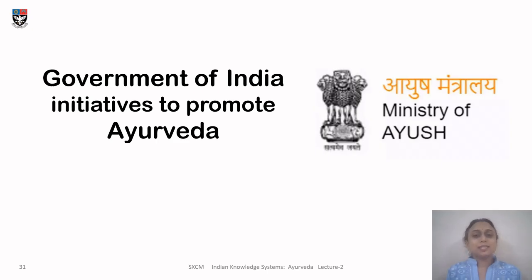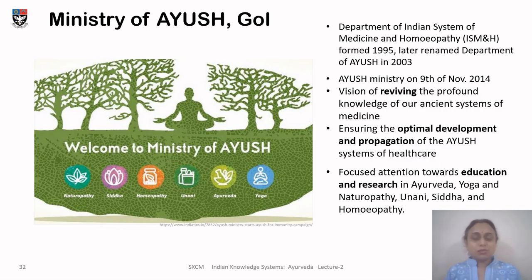Let us now look at some of the schemes proposed by the Government of India for the promotion of Ayurveda in the country and abroad. In the year 1995, the Government of India set up the Department of Indian System of Medicine and Homeopathy, which was later renamed to the Department of AYUSH in 2003. The aim of this department under Government of India was to promote the traditional forms of medicine. In the year 2014, this department was converted to a full-fledged ministry with the vision of reviving and propagating the traditional forms of medicine in India.